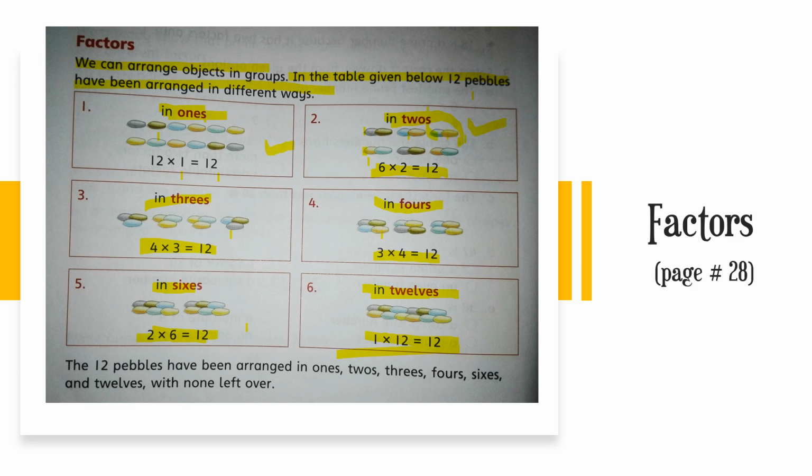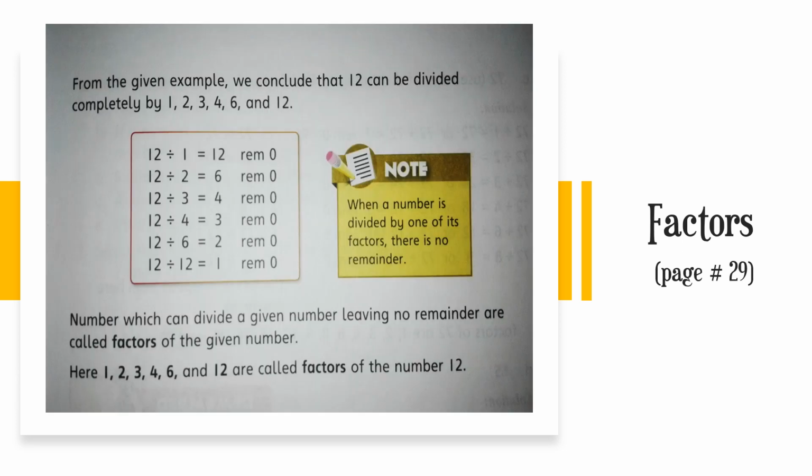So whenever we have to see the factors of a given number, we check which numbers can divide the given number. On the next page, page 29, it's explained with the example of pebbles that 12 can be divided completely by 1, 2, 3, 4, 6 and 12. In this box it is shown in detail that 12 can be divided by these 6 numbers, and divided means completely divided, leaving zero remainder. So these 6 numbers, 1, 2, 3, 4, 6, 12, are called the factors of 12.